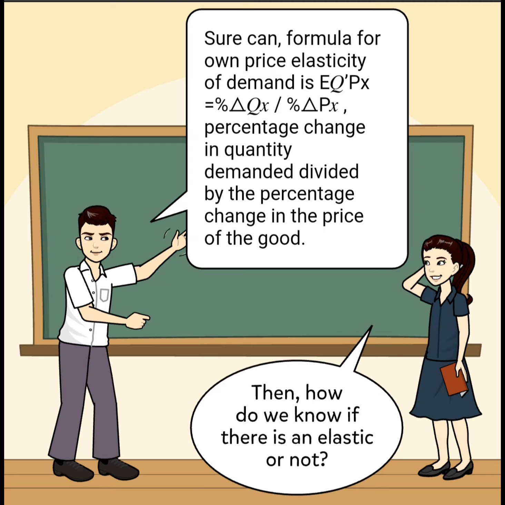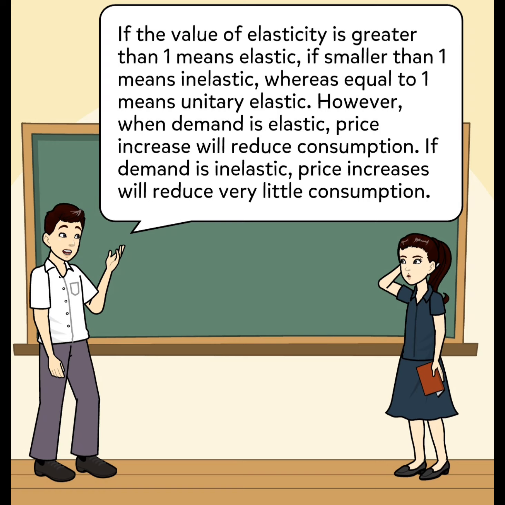Then how do we know if it is elastic or not? If the value of elasticity is greater than 1, it means elastic. If smaller than 1, it means inelastic. Whereas equal to 1 means unitary elastic. When demand is elastic, a price increase will reduce consumption. If demand is inelastic, a price increase will reduce consumption very little.